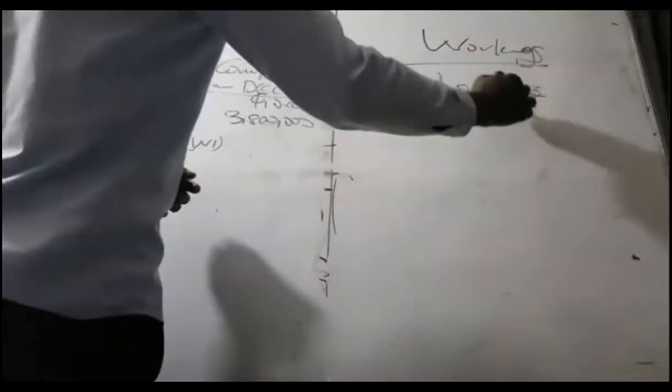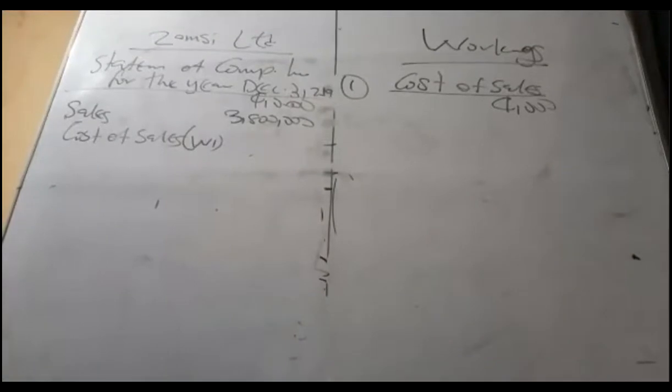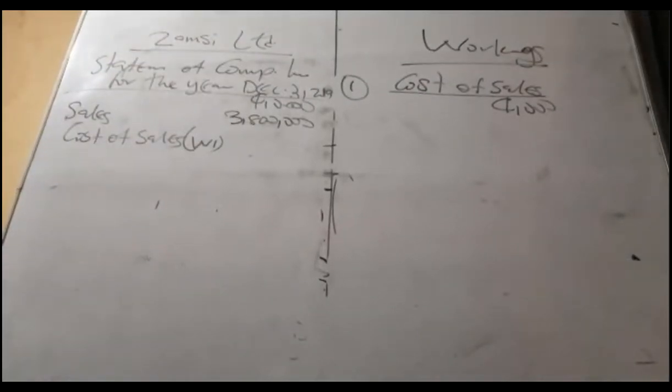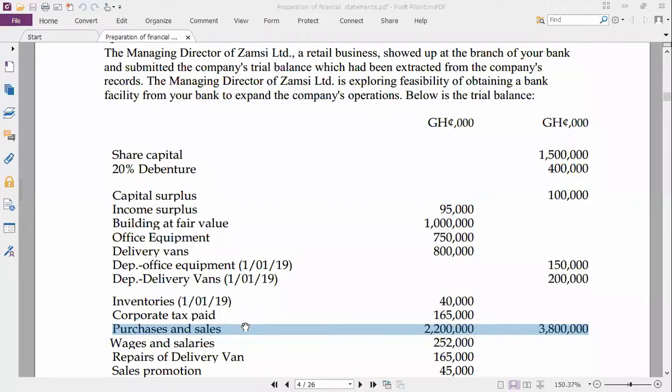Then record the figures here. Don't forget your 3 zeros. You check whether they have given you cost of sales in a trial balance or they've given you purchases. We saw purchases. So it means that we have to work the cost of sales ourselves. Good. So when you see purchases, they'll not give you the cost of sales. You have to work it yourself.